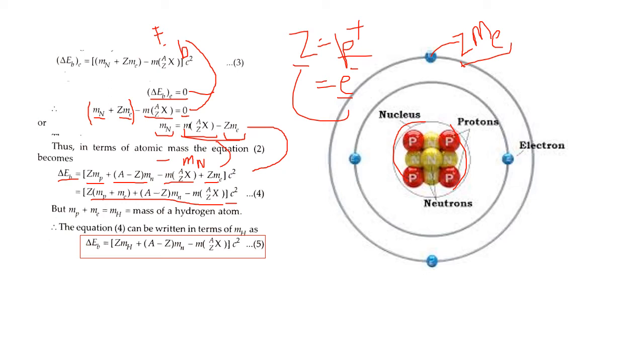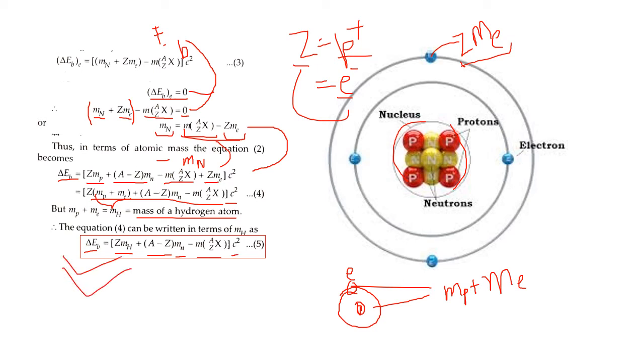Fine. Now, let us consider your hydrogen atom. Inside your hydrogen atom, how many protons are there? 1 proton. How many electrons are there? There is 1 electron. So what will be the mass of this hydrogen atom? The mass of the hydrogen atom will be mass of proton plus mass of electron. So on further simplification, I can write the binding energy as Z times the mass of the hydrogen plus (A minus Z), the number of neutrons, times the mass of the neutron, minus the mass of the element, times C square. So this is the binding energy expression for any nucleus.